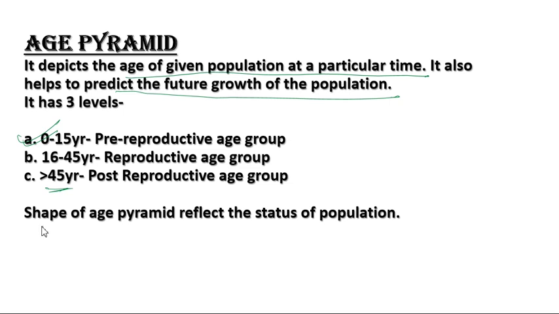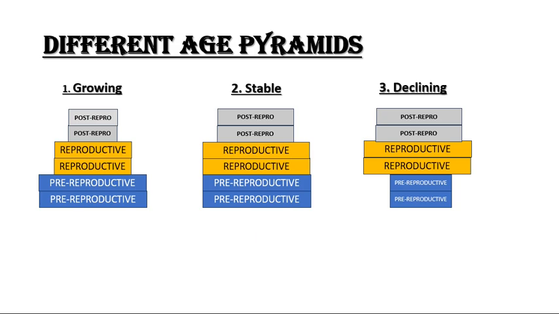Now the shape of the age pyramid reflects the status of the population. Shape means we basically have 3 categories. First one is growing. Growing means here the population is growing, from 1 it is forming 4, 4 it is getting 8, 8 to 16. So this is the growing stage, growing population. Just like India, we have a growing population. Now what does growing population mean?